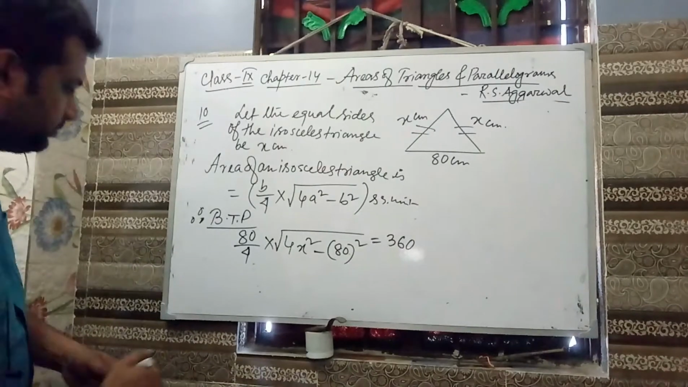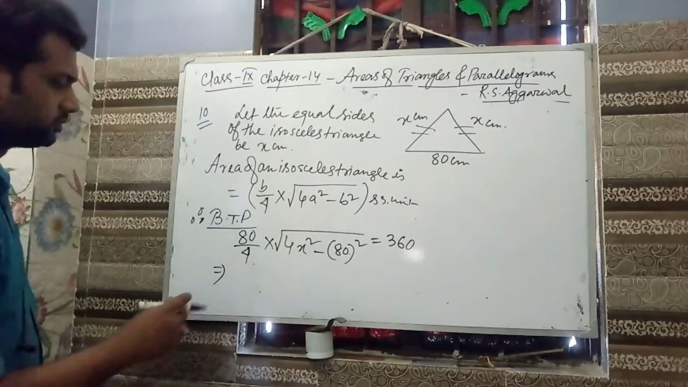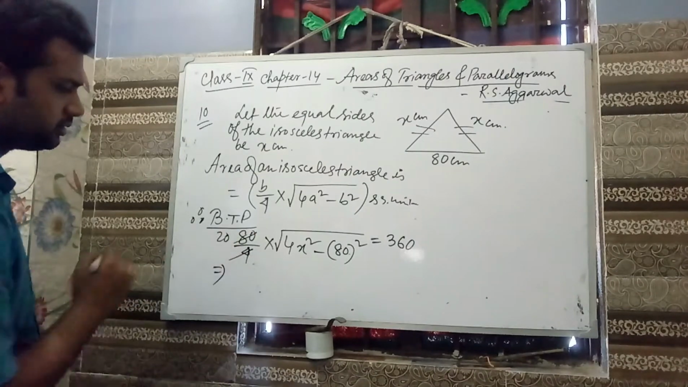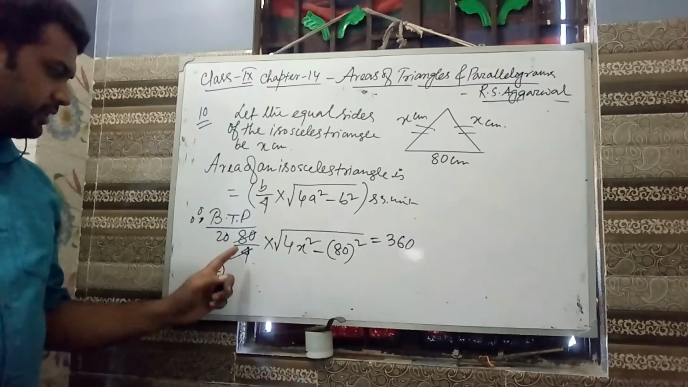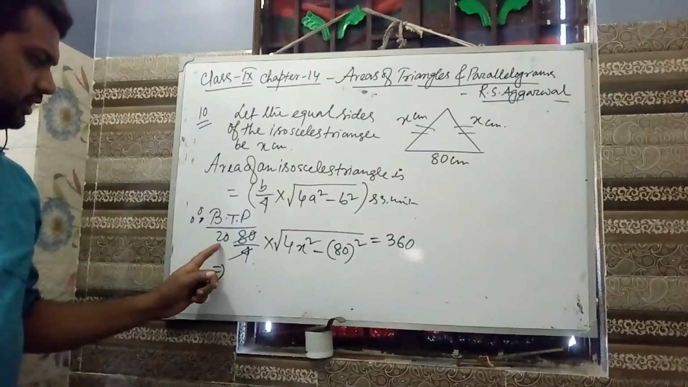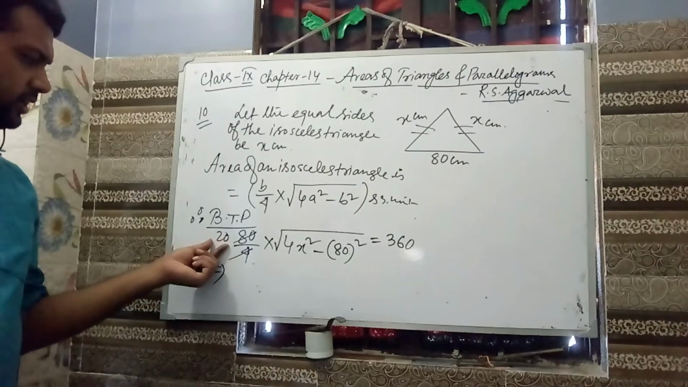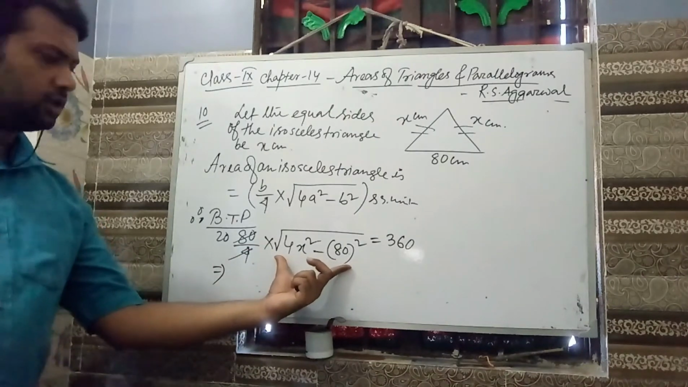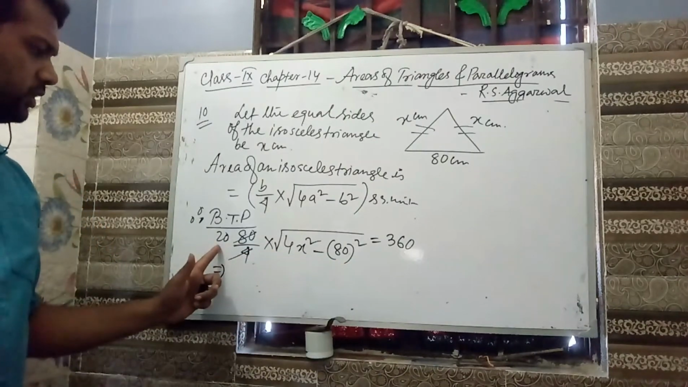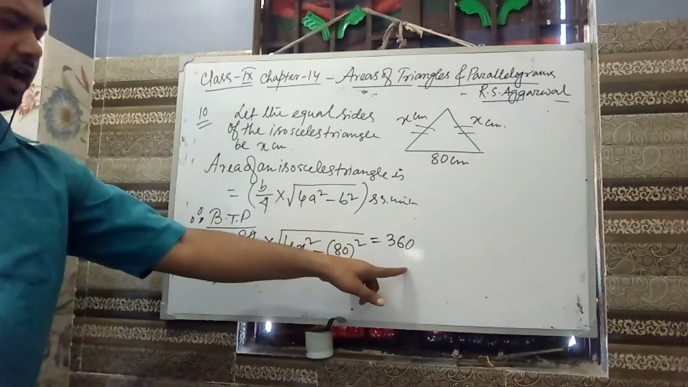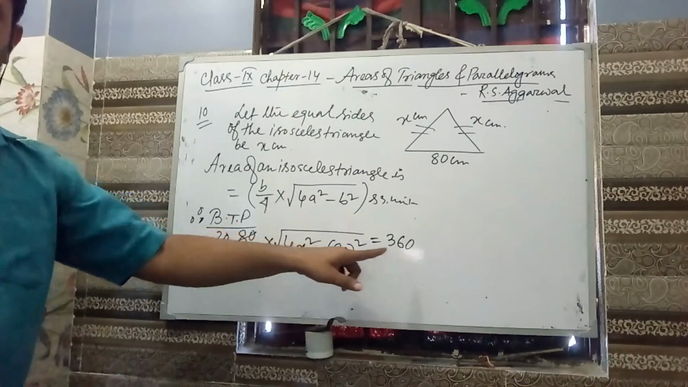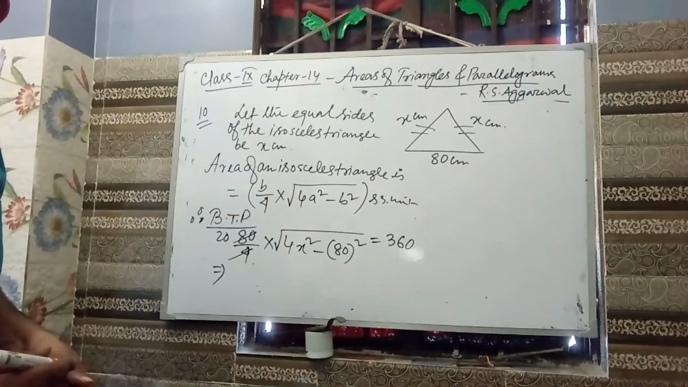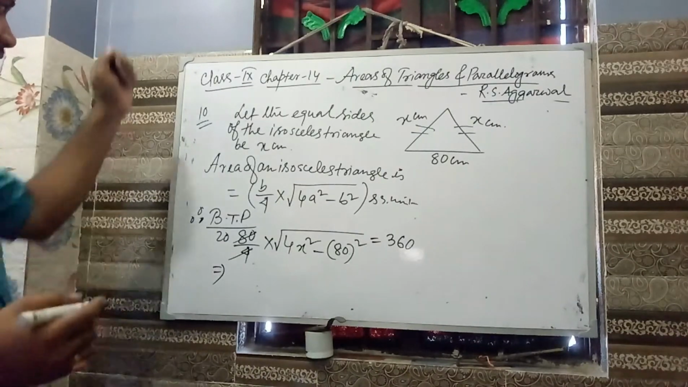What will be the calculation? That implies 80 and 4, so it will be 20. If we cancel out 80 and 4, we get 20. This 20 is in the form of multiplication with this thing. So what we have to do? This 20 we can take to the right hand side in the form of division. Answer of question number 10 is 162 centimeter. Let us check it.